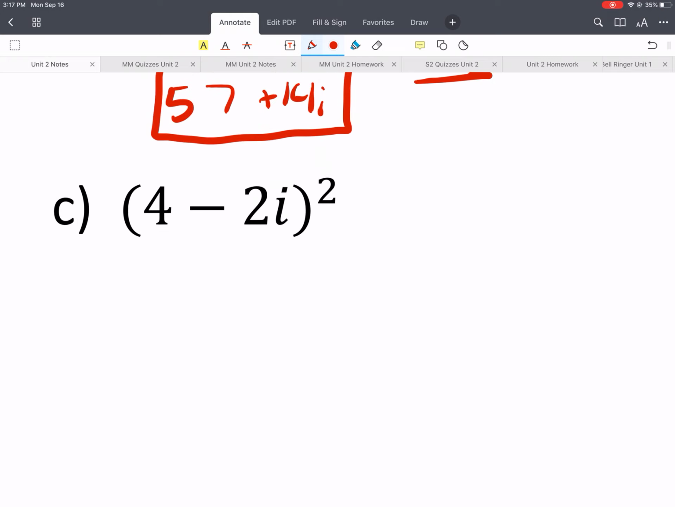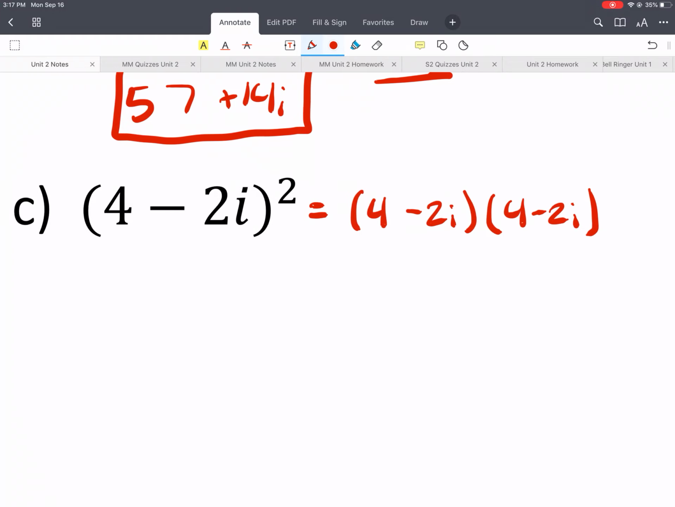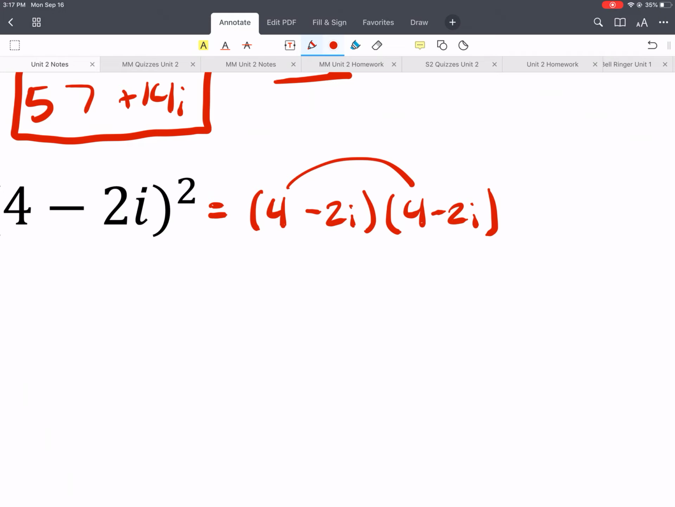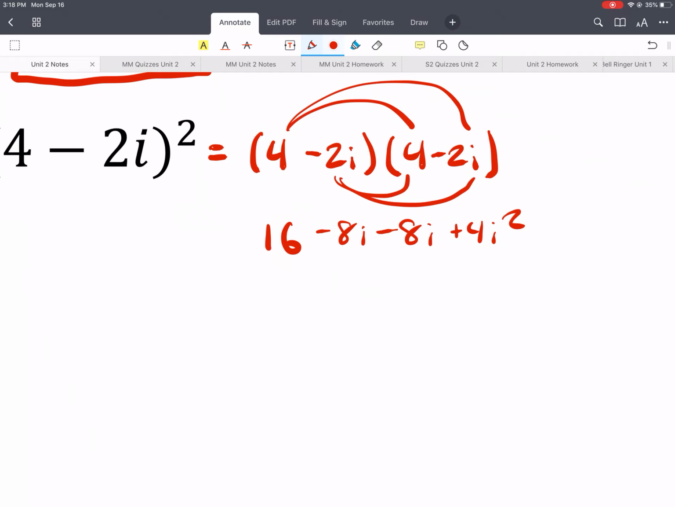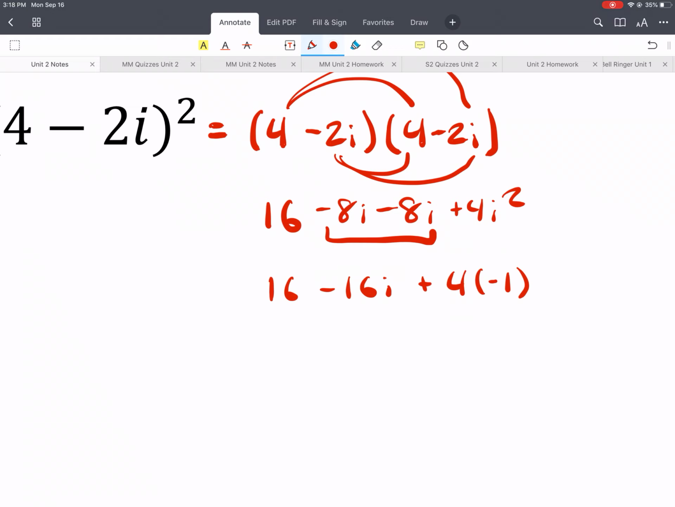Remember, if we have something squared, we're multiplying what's underneath by itself that many times, so we'd need to make sure we write it as 4 minus 2i times 4 minus 2i. If you distributed the square like that, you would get the wrong answer, so make sure you FOIL. Here FOIL would get 16 minus 8i minus 8i and positive 4i squared. Combine like terms, that will give us 16 minus 16i plus 4 times negative 1, which gives us a negative 4, and then we'll combine like terms. So that will give us 12 minus 16i.